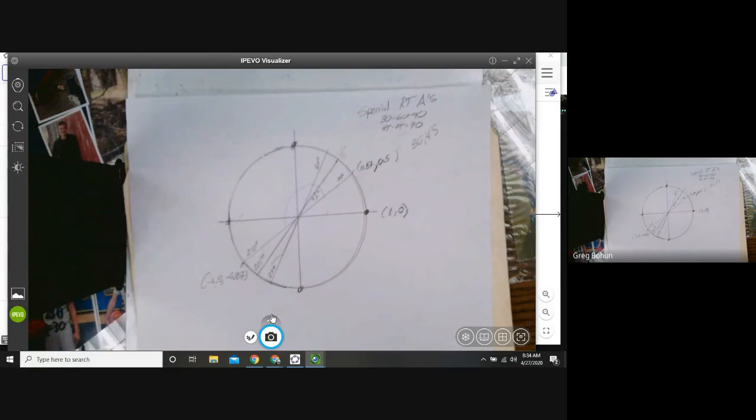Listen, everybody seems to be having a lot of a workload right now. You guys are doing a pretty good job keeping up. I will give you today and tomorrow to do this, and then we will move on. So by sometime tomorrow, please send me a picture of a sketch like this, where I can see that you've labeled all the multiples of 30 and 45 all the way around. Okay? I hope that is clear. This is very, very, very important to the understanding of trig functions on the unit circle.